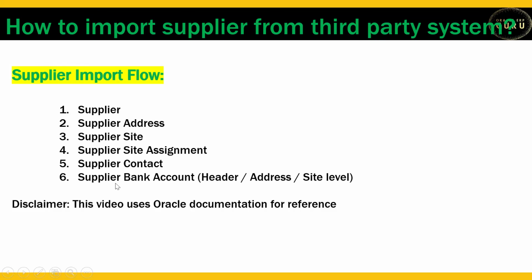One is from the customer bank account, one is supplier bank account, and one is the business bank account. In this case, this is nothing but a supplier's bank account. So this is not a business bank account. This is the account which business will pay to the suppliers. So this particular bank account is available at header level, address level, or site level.